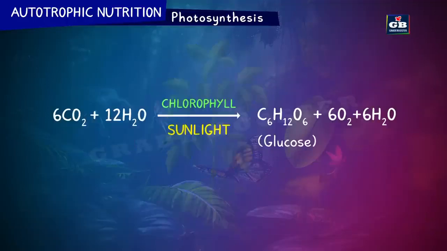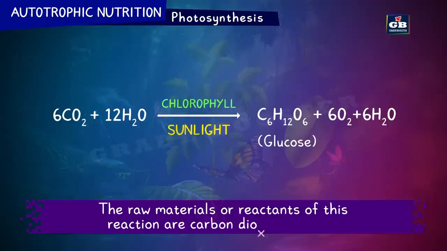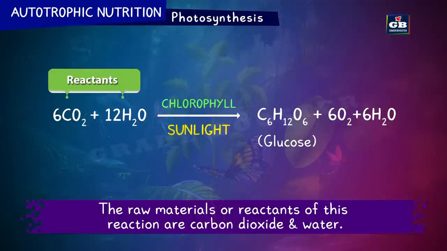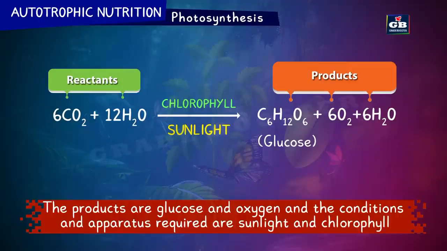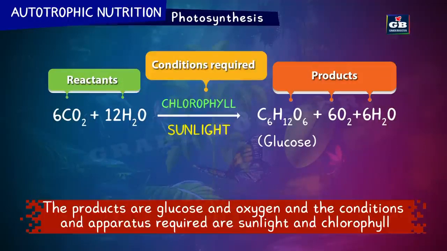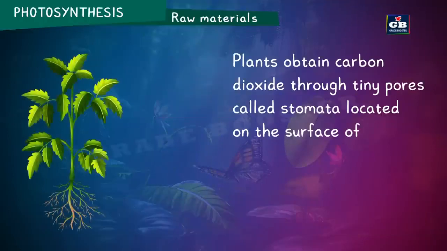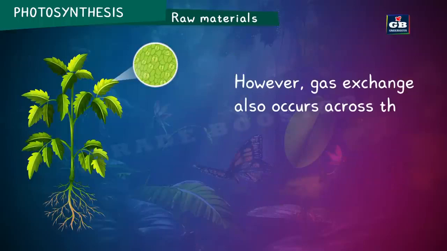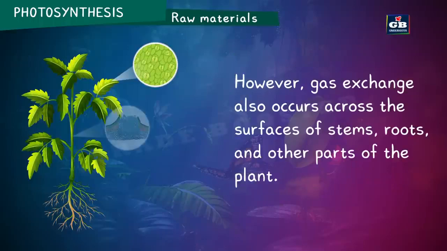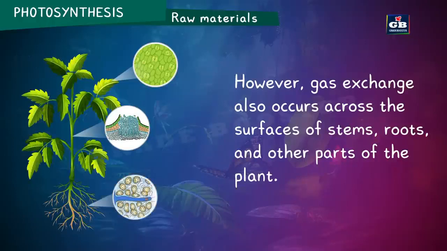So from this equation, we can understand that the raw materials or reactants of this reaction are carbon dioxide and water. The products are glucose and oxygen, and the conditions and apparatus required are sunlight and chlorophyll. Let us see how plants acquire their raw materials. Plants obtain carbon dioxide through tiny pores called stomata located on the surface of leaves. Leaves play a major role in exchange of gases in plants. However, gas exchange also occurs across the surface of stems, roots, and other parts of the plant.